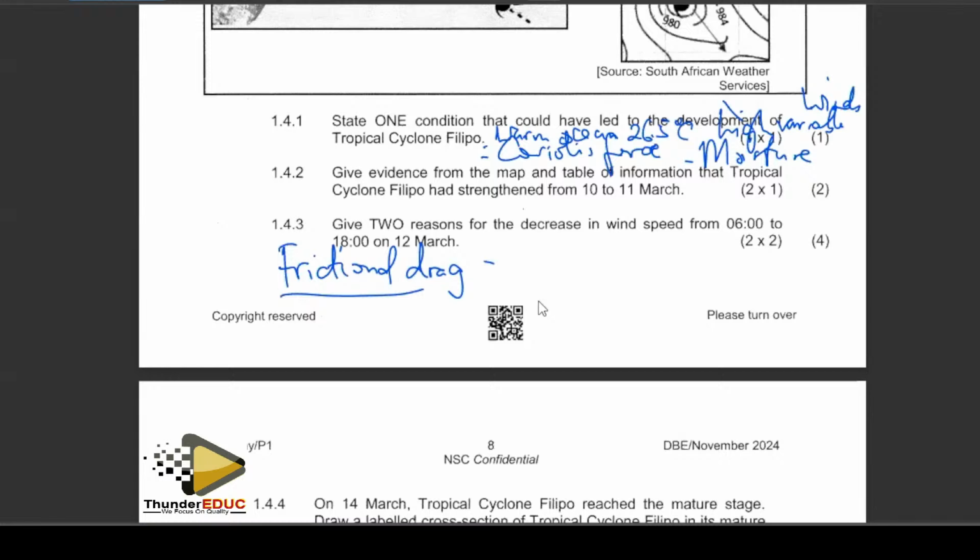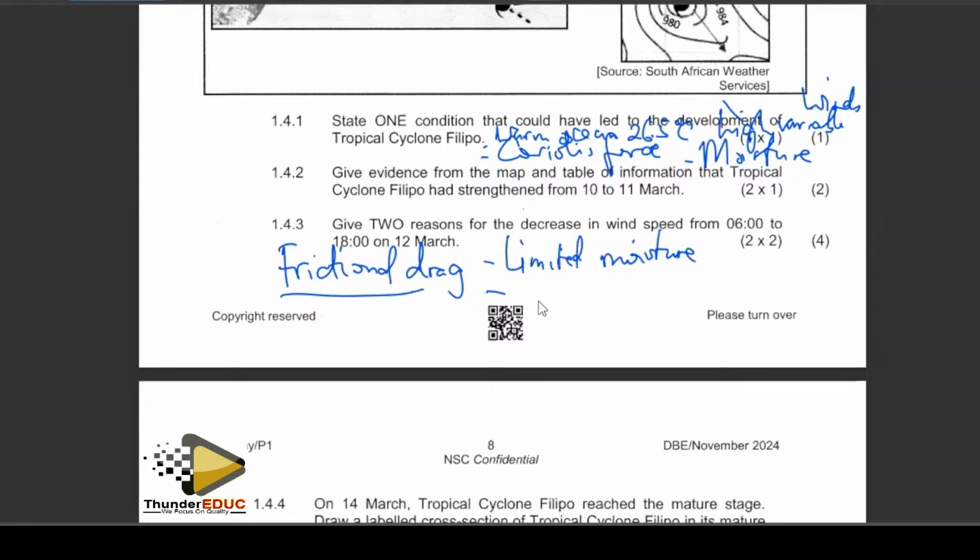And also, we can talk of limited moisture. Remember, we've been talking of moisture being fed into the system and strengthening the system. Now there's no more moisture over land. There's limited moisture over the land, which will mean that the system cannot further strengthen or gain in strength because of the absence of moisture.